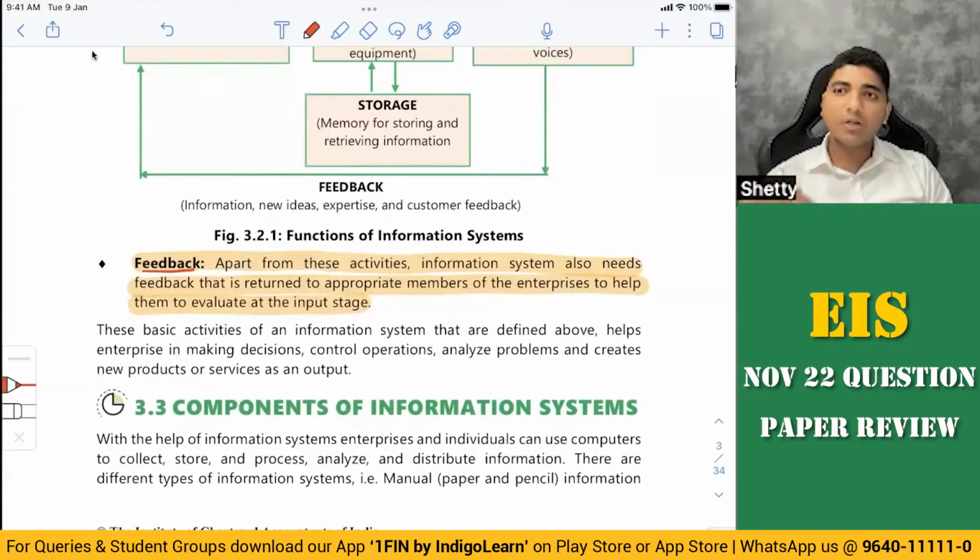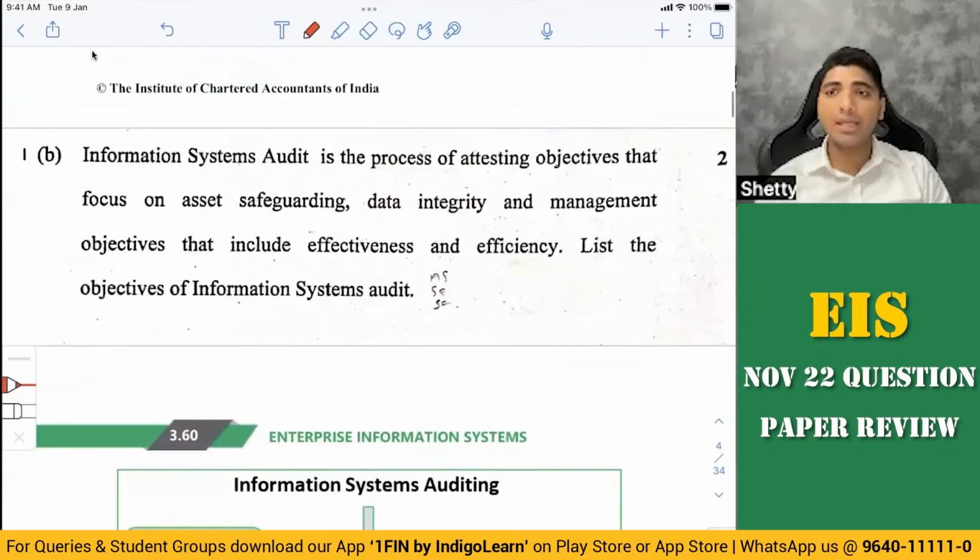So you also need to give feedback to the original input, the person who is doing the input. So you have to tell him saying that you have not entered the quantity related information. So next time onwards, you enter the quantity information. By this way, your system will get better and better. So this is the process. Okay. So that was a very, very simple question for 3 marks. That is question number 1A.